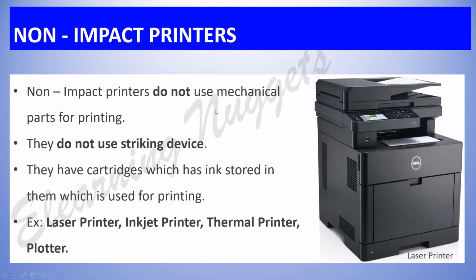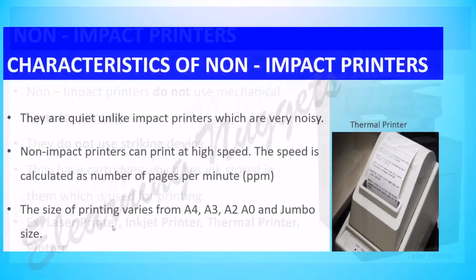Non-impact printers. These printers do not use mechanical parts for printing. They do not use striking devices. Then how are they able to print? They have something known as cartridges which has ink stored in them which is used for printing. So this particular technology will be used by inkjet printer, whereas a laser printer uses light for printing and a thermal printer uses heat for printing. These details of how this printer actually works, what are its characteristics, will be covered in the next video series. Please be sure to watch them.